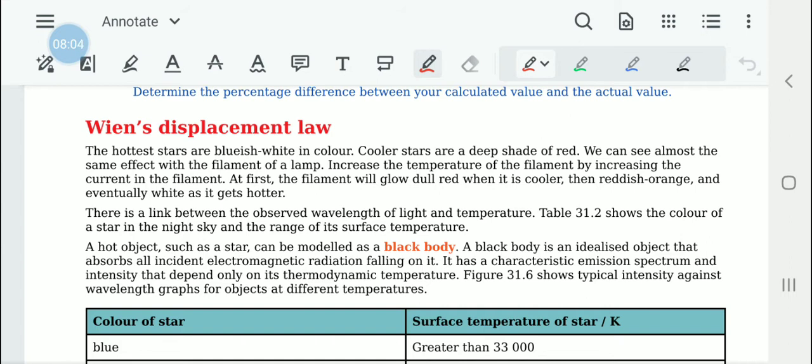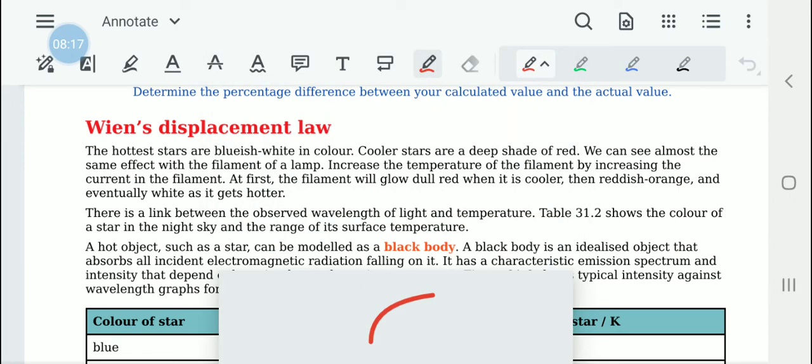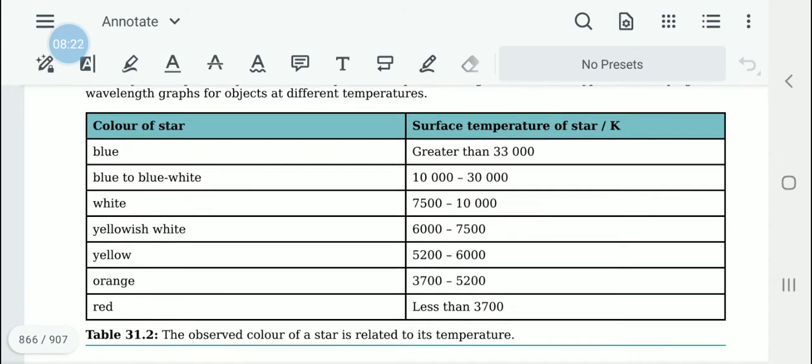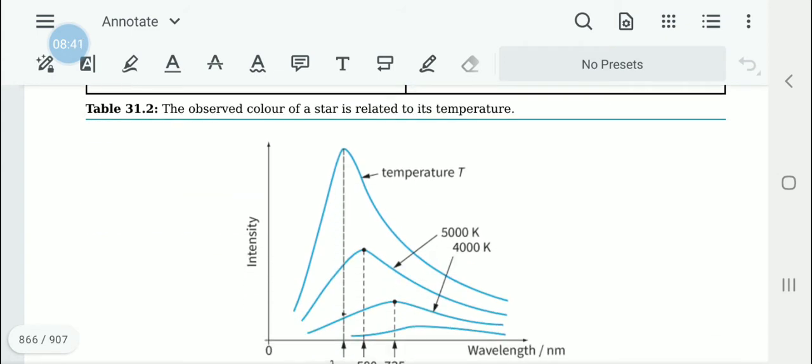Then the emission spectrum will depend on its temperature, the thermodynamic temperature. This chart would show you the color of the star at different temperatures. If it is greater than 33,000 Kelvin, then it is blue. So, etc. You have different temperatures and different colors that are shown here.